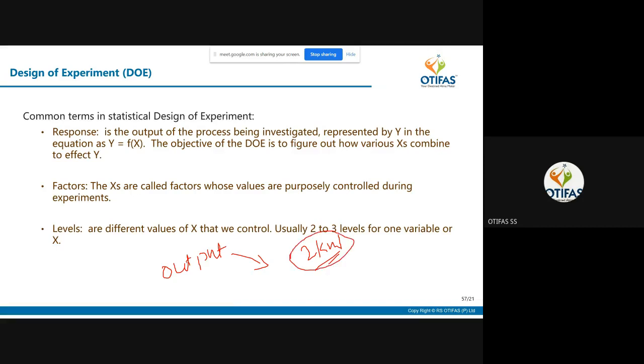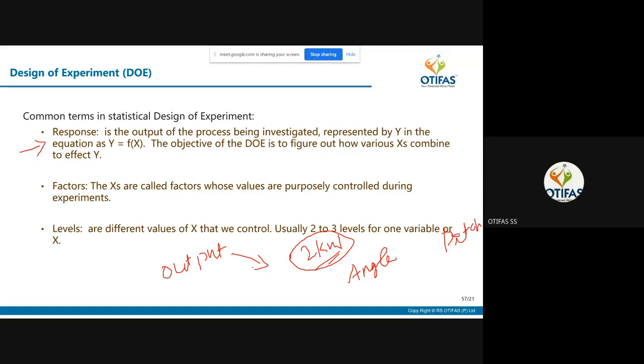Now, this output is not the project output. This output is the definition of that particular megawatt, output voltage. So this is called the response. What is it that you are going to improve? Factors are those things that affect it. There are two things affecting it: one is the angle of the generator, and the other is the pitch of the generator.